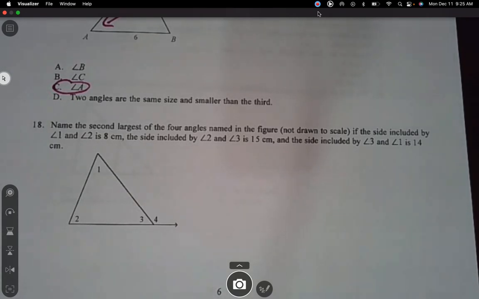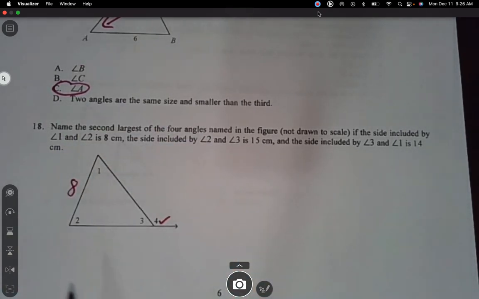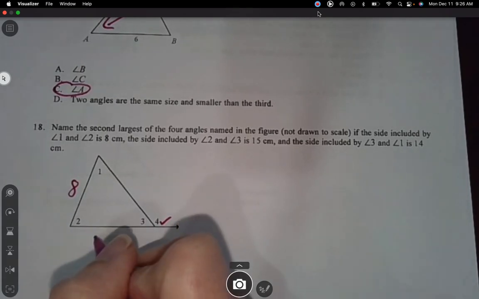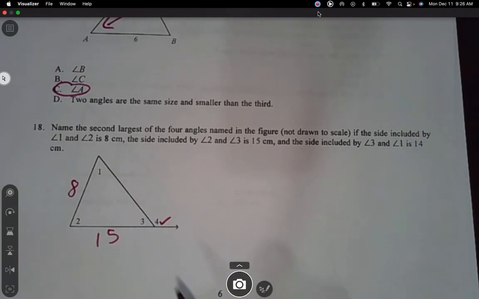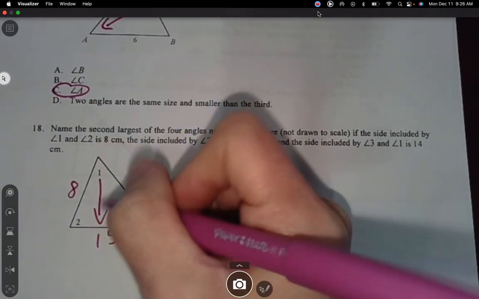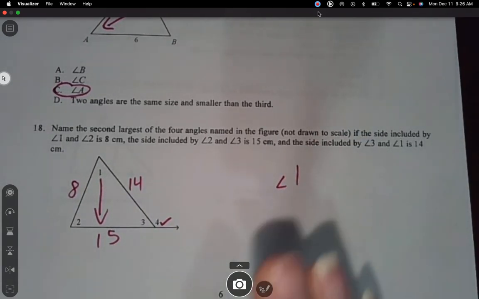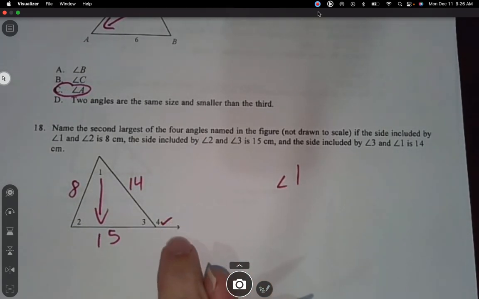It says name the second largest angle. First of all, what is the largest angle? 4. 4 is the largest angle. Now, which one is the second? So let me write down all my information. It says the side from 1 to 2 is 8. Everybody good with that? The side from 2 to 3 is what? 15. And the side between 3 and 1 is 14. So which one's the biggest number here? 15. So 1 and 15 go together. So it's got to be angle 1. Okay? It's the second largest because we already said 4 was the largest.